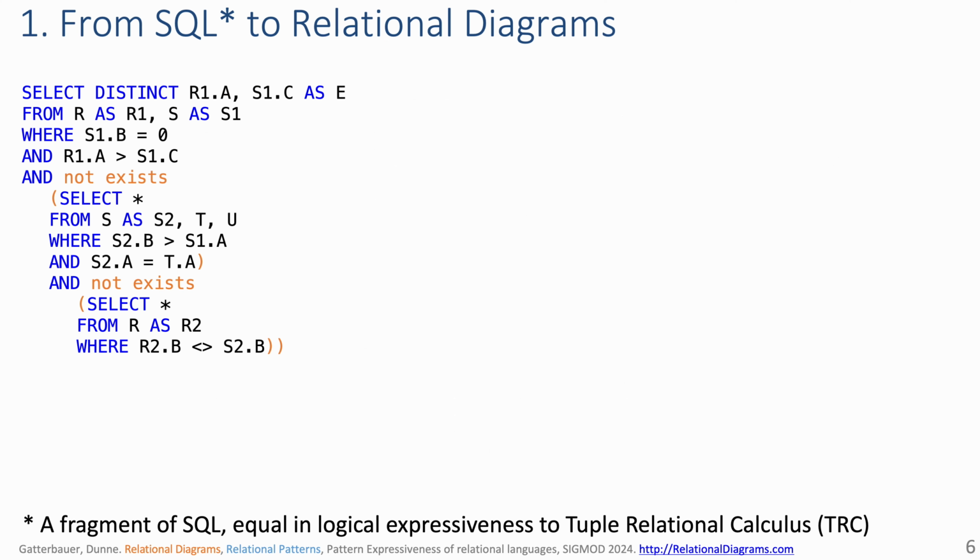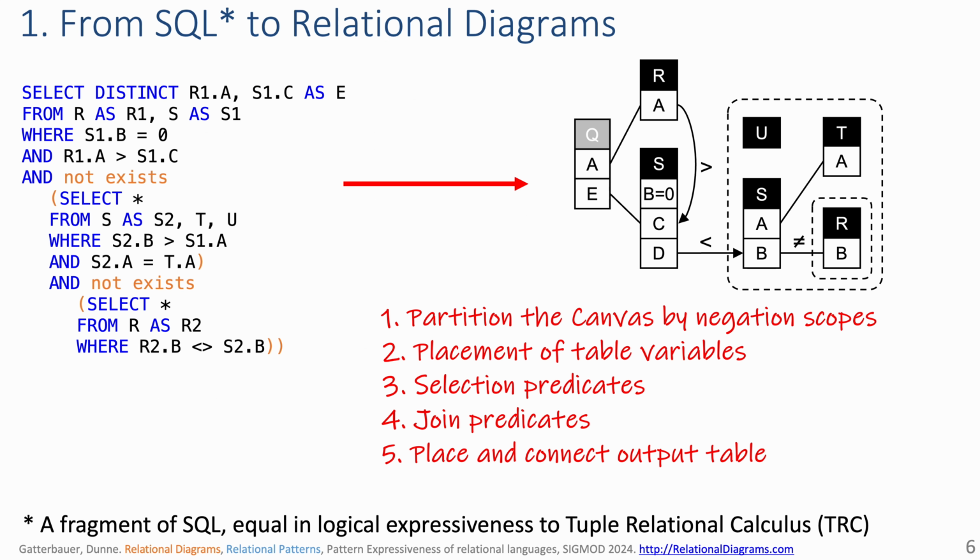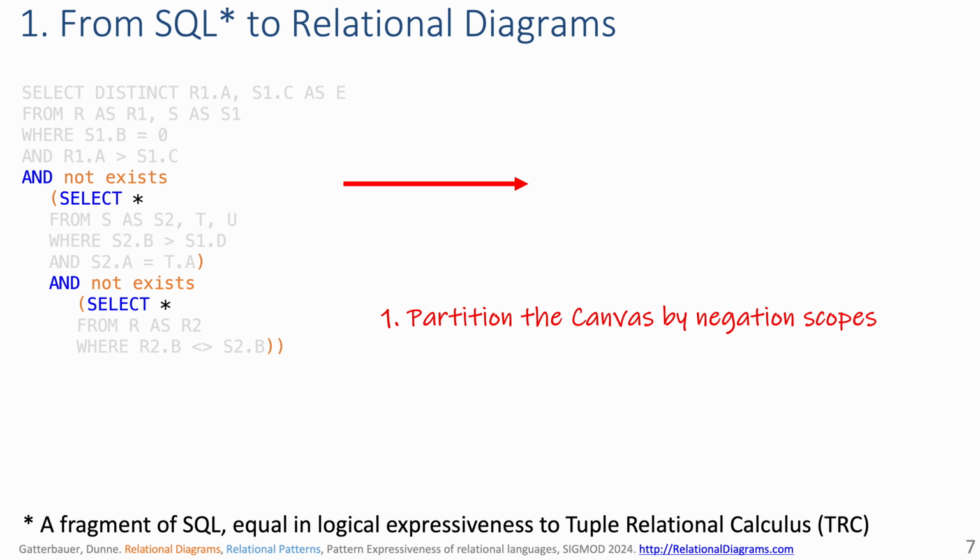Here we have a complicated enough query on the left, and we will translate it into the representation on the right in 5 steps. First step, we look at the nested negation scopes in the query. Whenever we have negation, then it applies to a certain subset of the query. So negation has a certain scope. And in any query, these negation scopes form, by definition, a hierarchy.